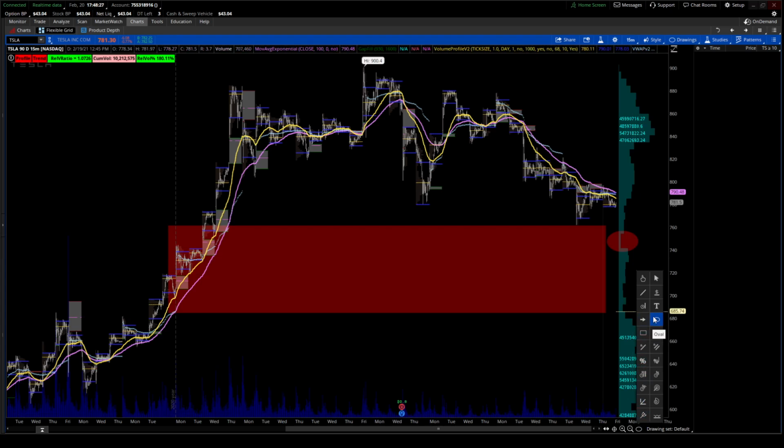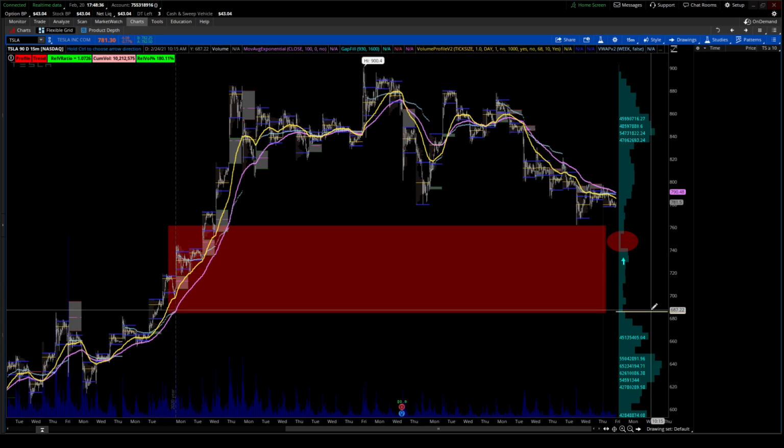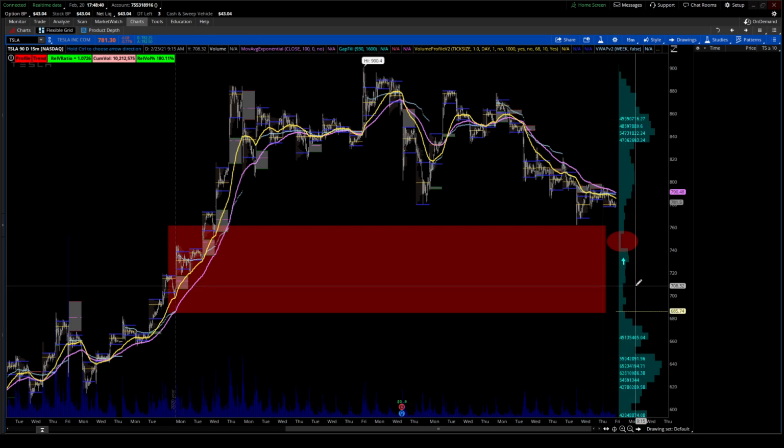How do I mark this? Fine, right here. Okay, so that's about the 730. I expect this edge to be tested, 687, and I expect, of course, value to form in this area in the next couple of weeks, maybe even months, who knows. So big picture, that's what I'm looking at.